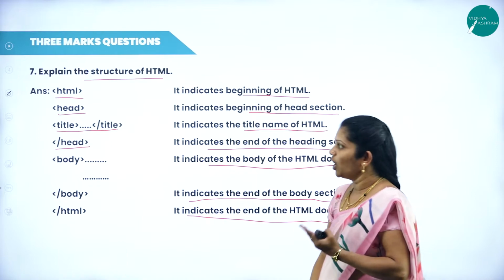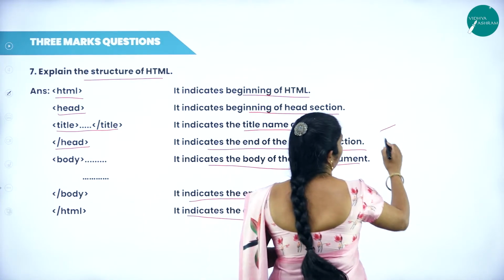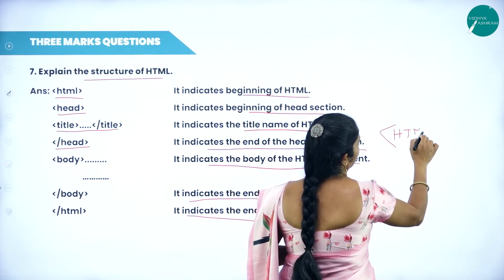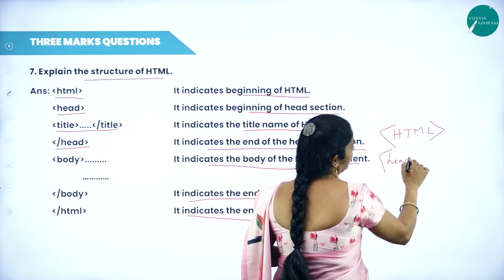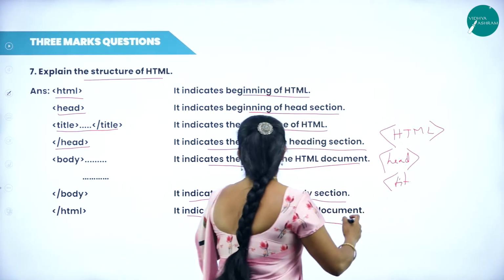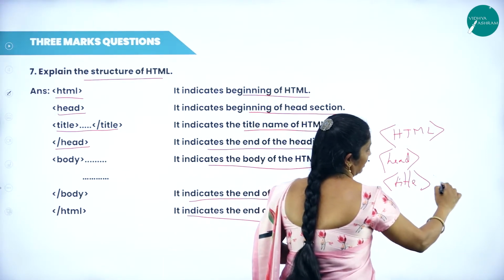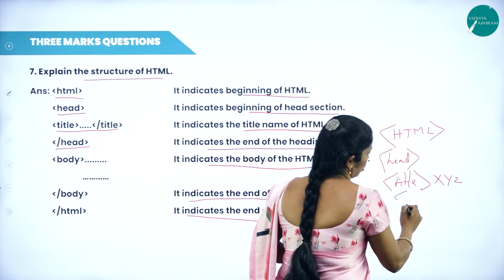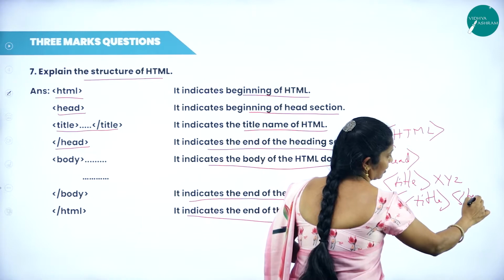For example, I want to display some information like A, B, C, D. Then how to write? First, I have to write HTML. Inside HTML, you have the head part. Inside the head, we have title. Here we write the title, whatever title you want. Then, for example, X, Y, Z. Then close the title. Then close head.